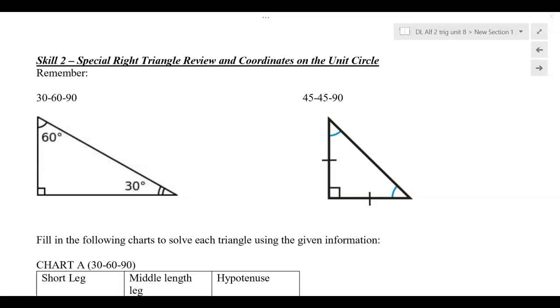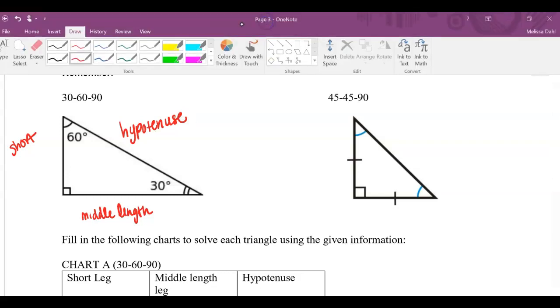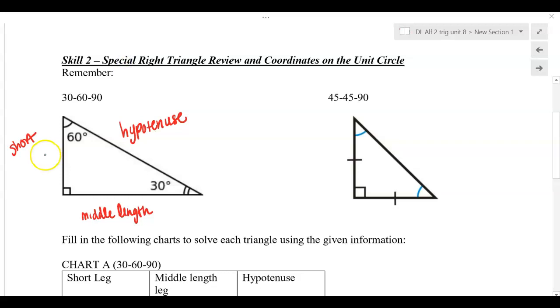So if you remember from geometry, in a 30, 60, 90, there is the shortest side of the triangle. Then there's the other leg of the triangle, which would be the middle length side. And then there's the hypotenuse, which is the longest side. What you should have found in geometry is that if you knew the short leg measurement, I'm going to call it n, the hypotenuse would be double that measurement, and the middle length leg would be that measurement times the square root of 3.